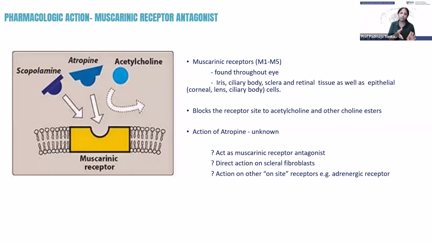So people started to look elsewhere, and they looked at direct effect of atropine at the posterior layers, retina, retinal pigment epithelium, as well as choroid. But again, it's fair to say that the evidence is inconclusive at the present time. They also looked to see whether atropine has a direct effect on sclera. One theory suggests that it possibly has a toxic effect on scleral fibroblasts. Other theories propose that maybe atropine is acting on other receptors, for example, adrenergic receptors.